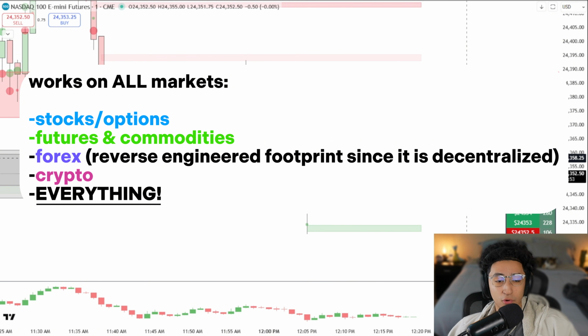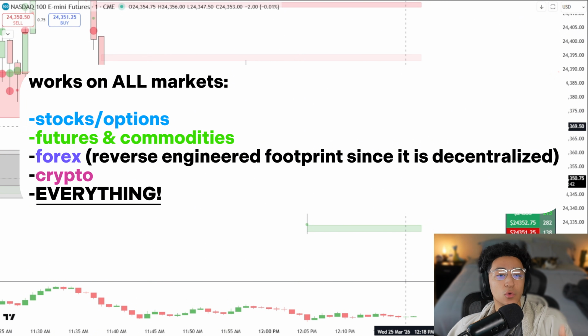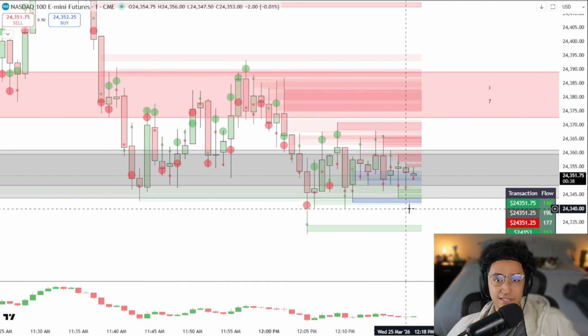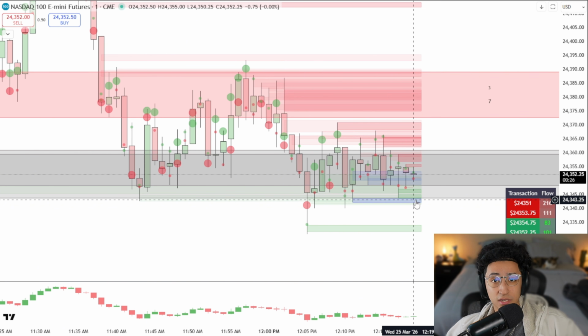And a very, very important thing, this is going to work across any market that you trade. If you trade stocks or options or futures, commodities, forex, crypto, it doesn't matter. You will be able to use this. Now, one thing to note, if you're a forex trader, forex is decentralized, right? There's no true order book. So for that, there is a little caveat. We had to reverse engineer footprint data, which is available for forex, to be able to display important data like this. But everything else is from the raw order book.